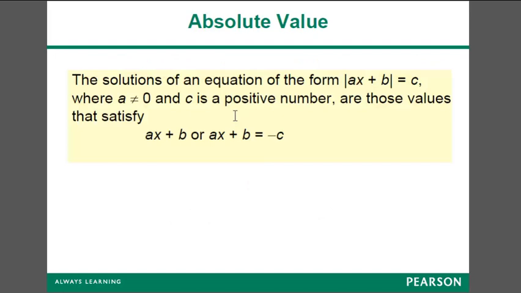When we're looking at solutions for an equation of the form absolute value of ax plus b is equal to c, what we want to do is set what is inside the absolute value equal to either a positive or a negative c. The reason we look at the positive and the negative is because once we take the absolute value, it's obviously going to be positive. But until then, it could be positive or negative.